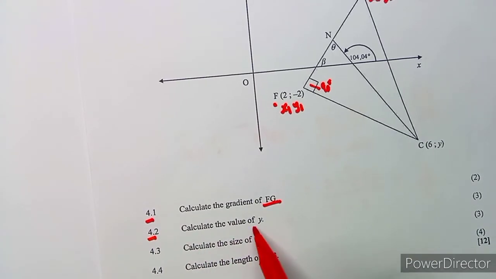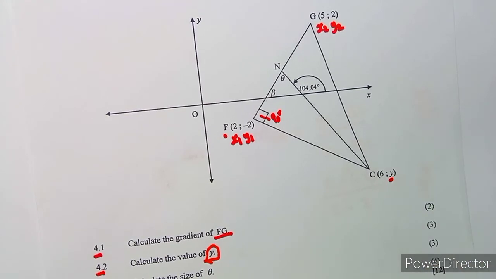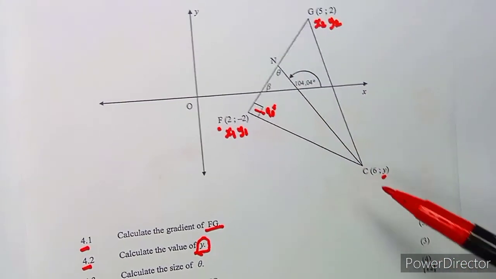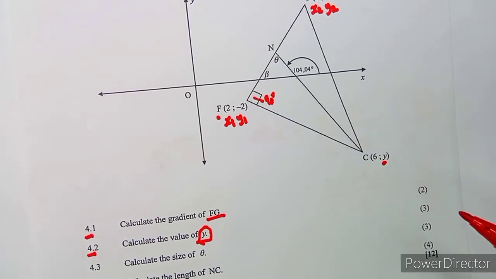We were asked to calculate the value of y, which is this y here. How can we find the value of y? There are many ways we could do this. You are given the angle of inclination here, so you can use it to find the gradient, then equate it to y, and still find the value.